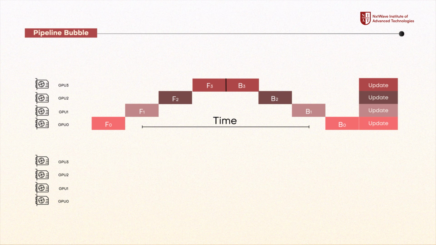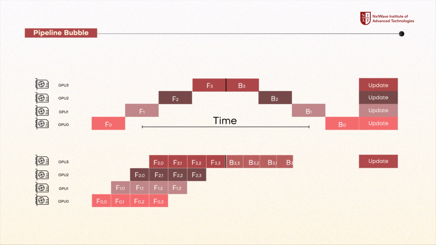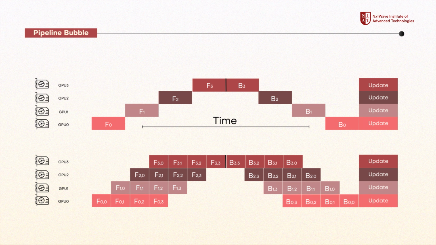Here's where the magic of microbatching kicks in. Instead of feeding in one big batch and waiting for it to travel through the entire pipeline, we split the batch into multiple micro batches, F00, F01, and so on. This means that both the forward and backward passes are staggered across multiple subsets of the input data. The result? Each GPU is working on some part of a microbatch at almost all times.